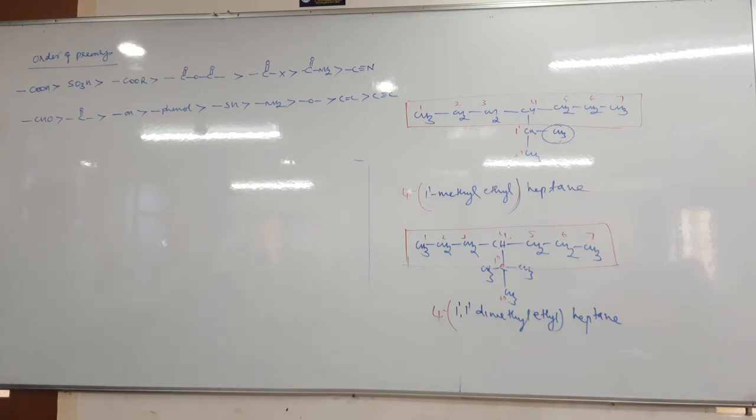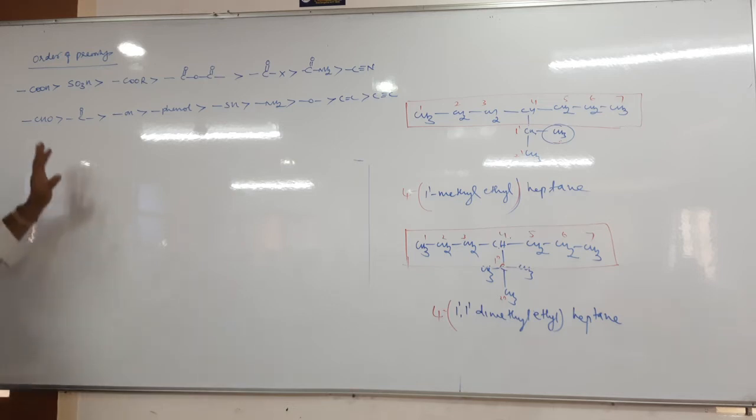So carboxylic group: if an organic molecule contains a carboxylic group, it is taken as the principal functional group, and numbering should start from the carboxylic group. Whatever other groups are there, all of them can be taken as substituents.